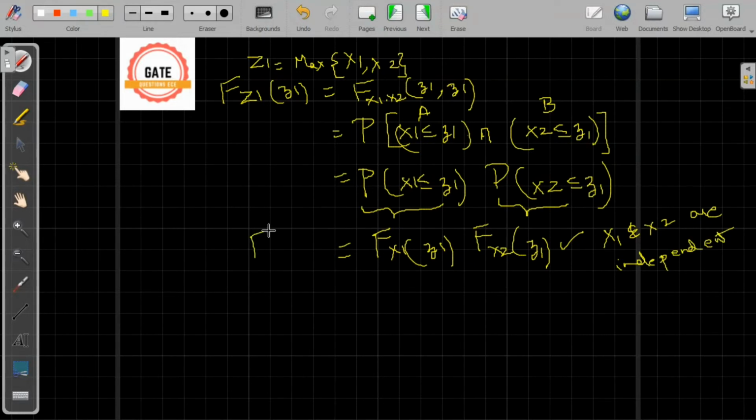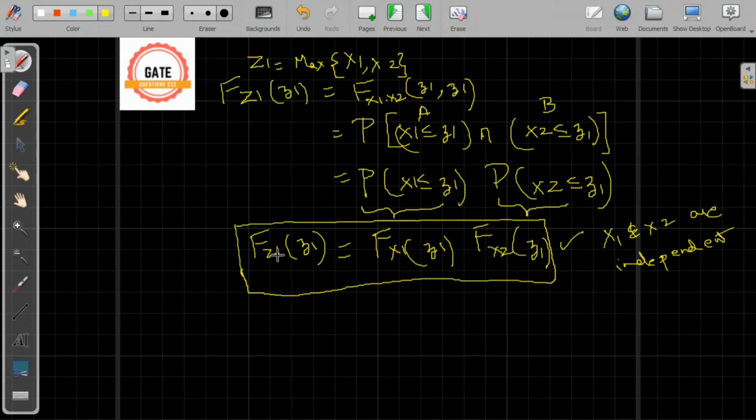So this is the final CDF. From the CDF of X1 and X2, we can find out the CDF of Z1, which is the maximum of X1 and X2. We note down that when X1 and X2 are independent, the resultant CDF of Z1 is nothing but the product of the two CDFs of X1 and X2. The joint CDF result is true in general, that is, when X1 and X2 are dependent or independent. Even in the case of dependent, this is valid.